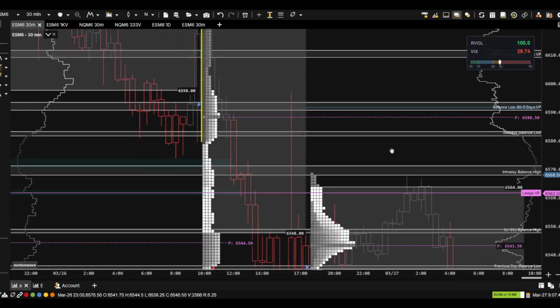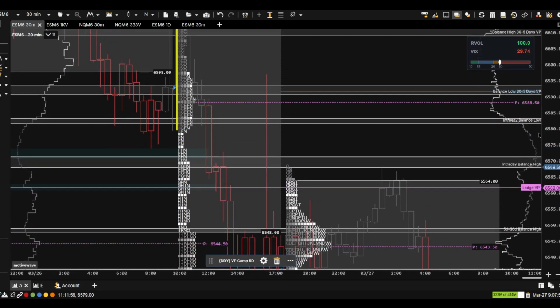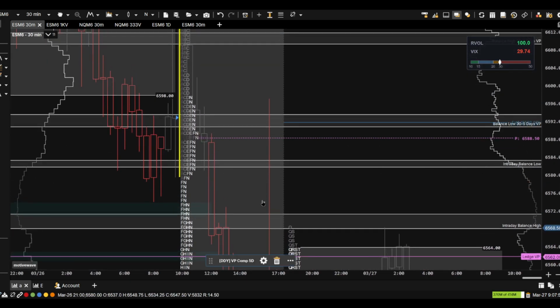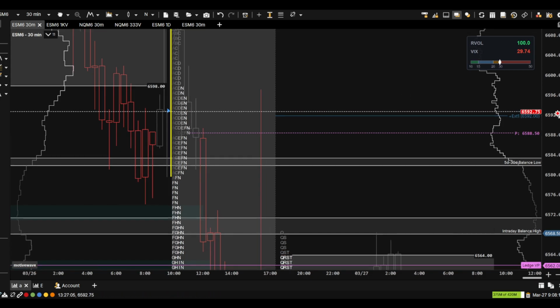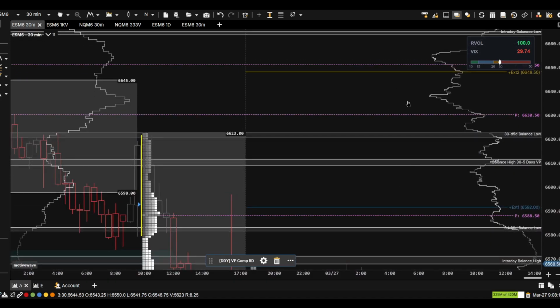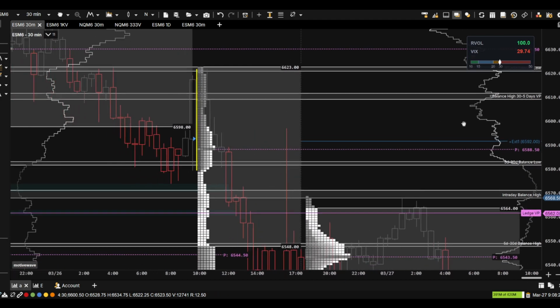After it, we saw a huge expansion below it. The intraday balance low is the same here as the 5 days and 13 days balance low. Yeah, this is a balance low. I'm going to eliminate this. What balance low of these profiles? Yeah, balance low. Good.